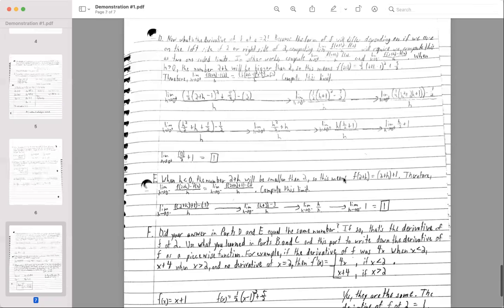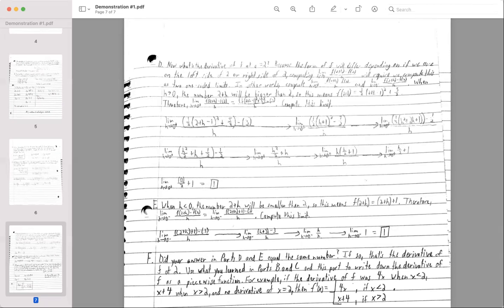So now moving on to part D. Now, what is the derivative of f at a equals 2, as I just mentioned? Because the form of f will differ depending on if we are on the left side of 2 or the right side of 2, computing the limit as h approaches 0 of f of 2 plus h minus f of 2 all over h will require we compute this as two one-sided limits.